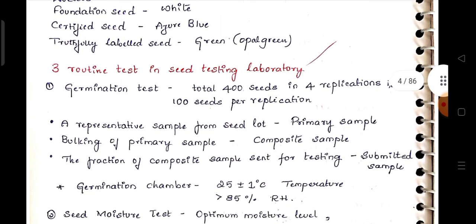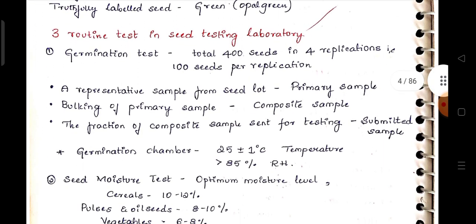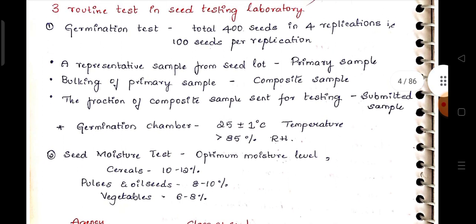Now, 3 routine tests in the seed testing laboratory. The first test is the germination test. A total of 400 seeds in 4 replications, 100 seeds per replication, are kept. A representative sample from the seed lot is taken, that is the primary sample. Bulking of primary samples is the composite sample. The fraction of composite sample sent for testing is the submitted sample. These terminologies are very important.